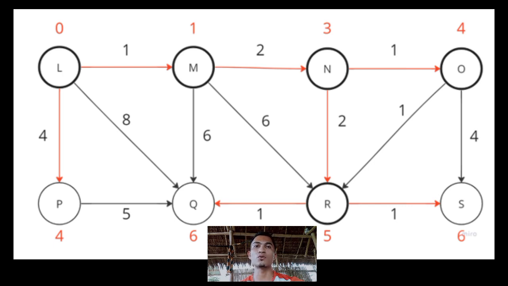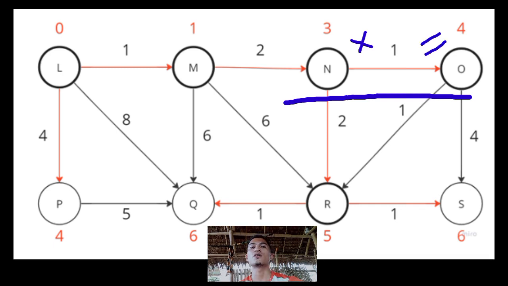Moving on from N to O, the distance from N to O is 1. And at N, we have 3. So 3 plus 1, the result is 4.